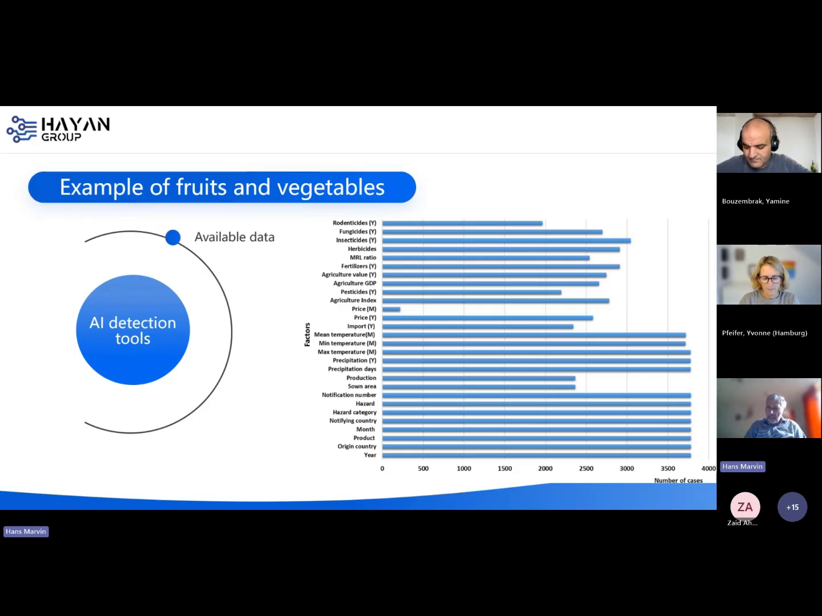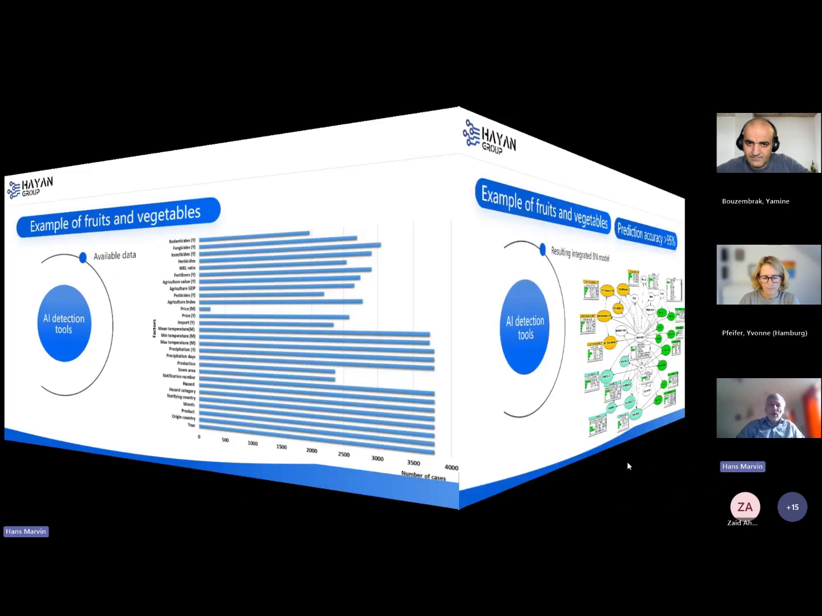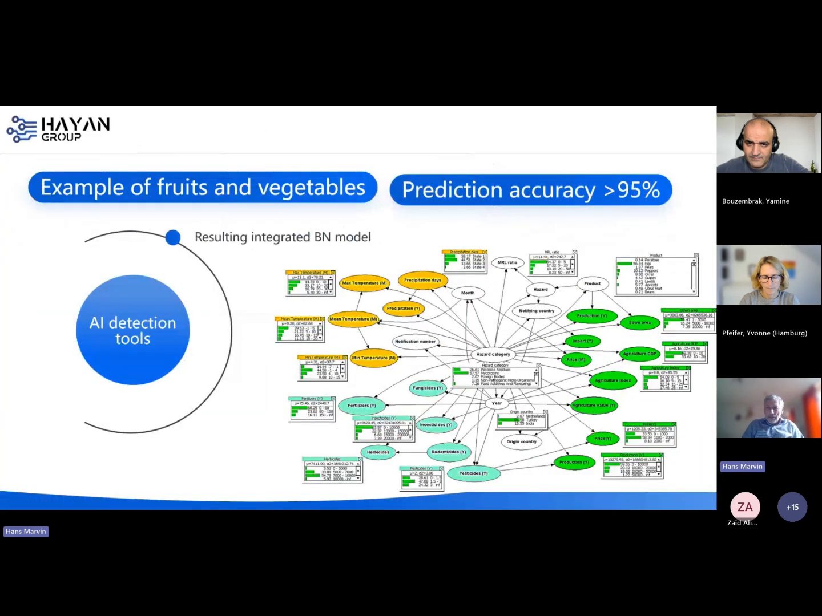As you can see, the bars are not all the same. There are shorter ones. For the production and sowing area, sometimes we only had around 2,300 data cases. So it means there are a lot of data gaps in this model. And with all these data and these data gaps, the Bayesian network was generated and also published.